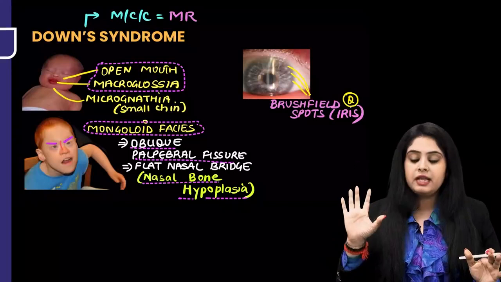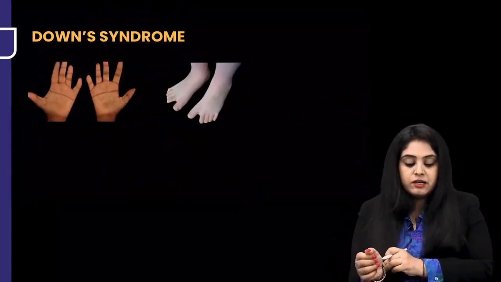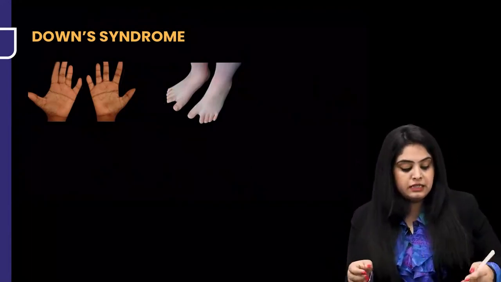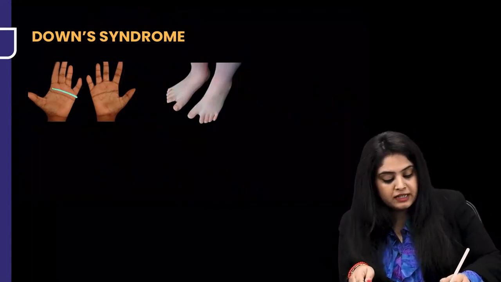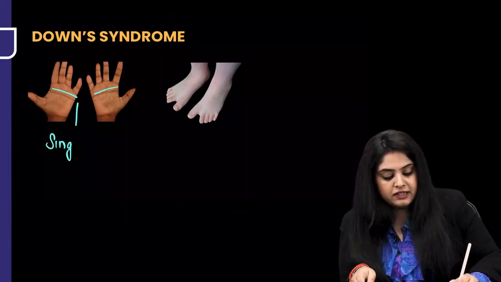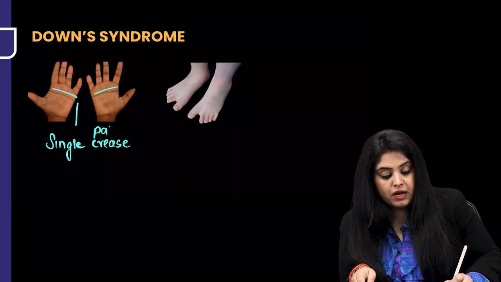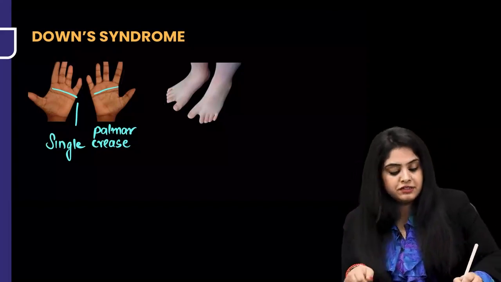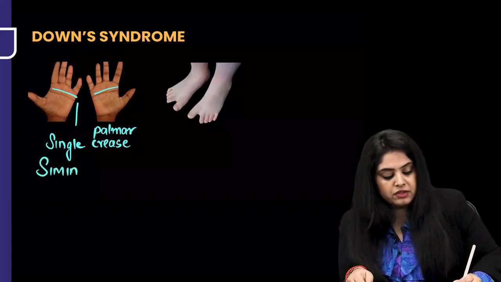Now let's talk about their hand findings. What do you see in their hand? Please note, there's a very famous crease known as the simian crease. Can you see this? There's one single line that is going this way. Yes, so this is known as the single crease, and that single crease or single palmar crease, on their palm you can see a single crease. Like all of us have two lines, they have a single crease, and that is known as the simian crease.